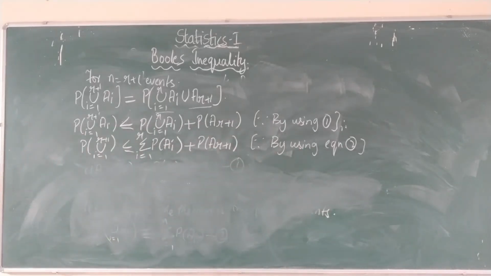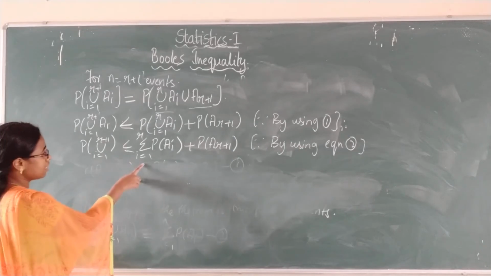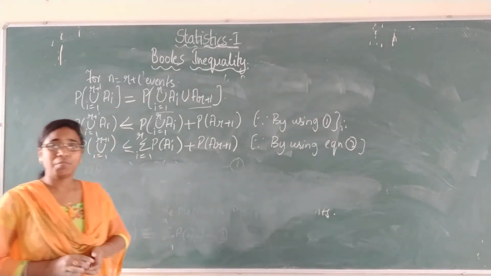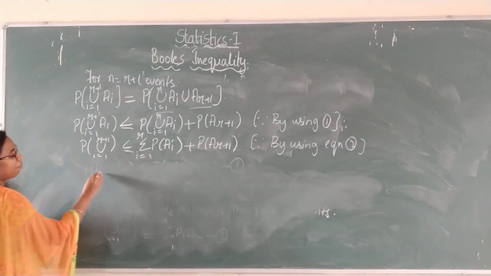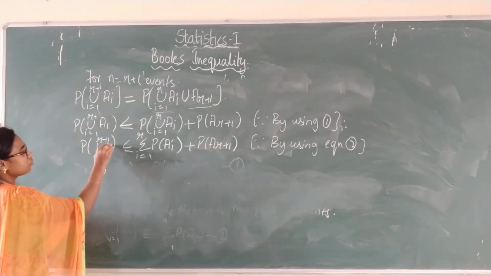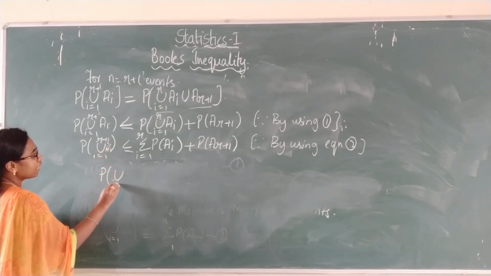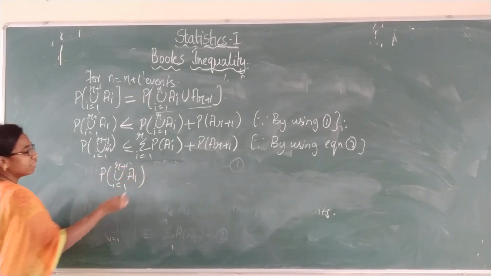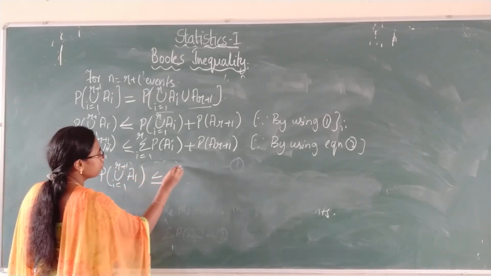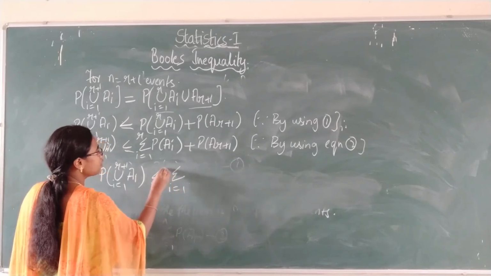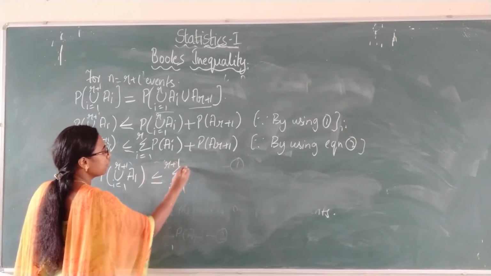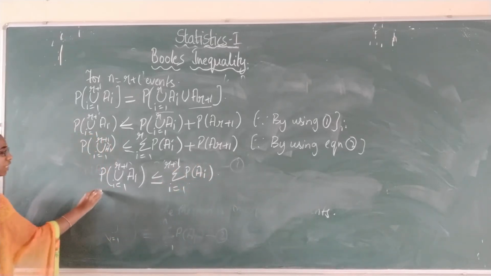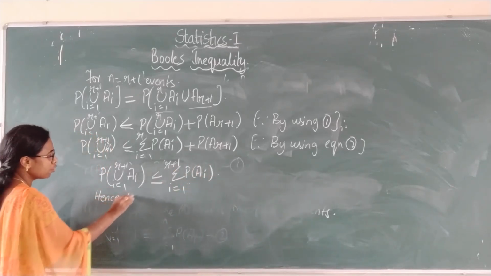Now what do we get? Here the summation is from i equals 1 to r events. Here we have the r plus 1 term. So combined this can be written as probability of union i equals 1 to r plus 1 of Ai is less than or equal to summation i equals 1 to r plus 1 of P of Ai. Hence the theorem is true for r plus 1 events also.